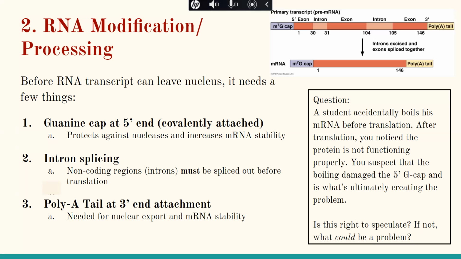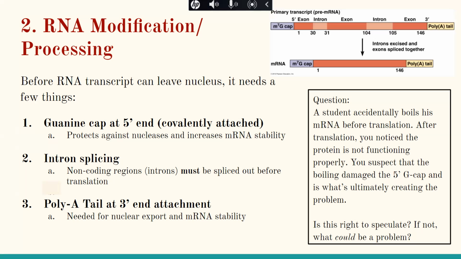But right now, if you just consider these three factors, I'd say the main thing leading to the problem would be the intron splicing. Splicing out your introns seems like it would be the cause of the problem, only because boiling doesn't really have an effect on the 5' cap. You can't remove a covalent bond with just boiling. You're going to need either an enzyme for that, or some extremely high heat that surpasses boiling by an extreme amount.